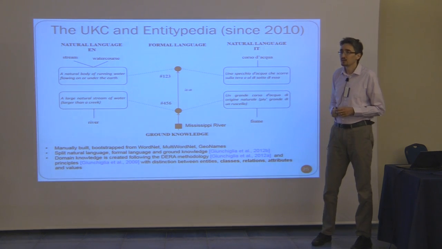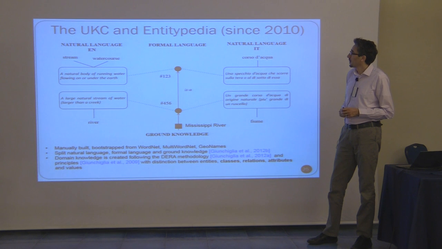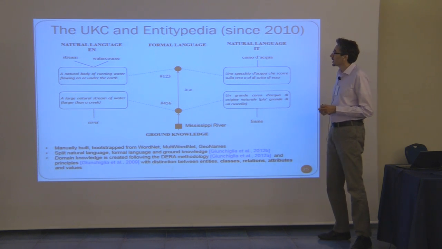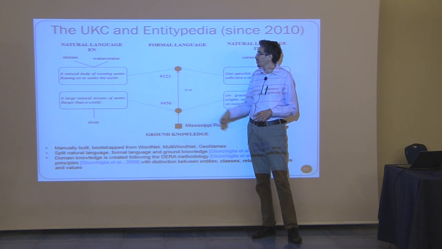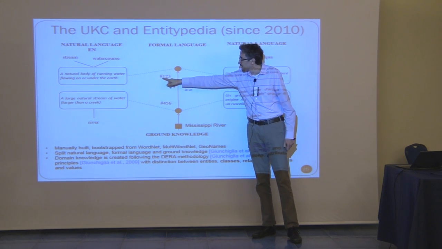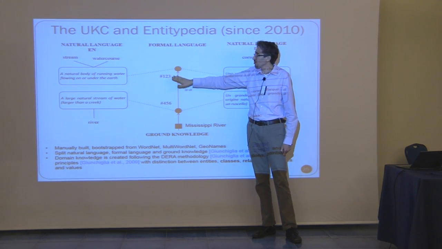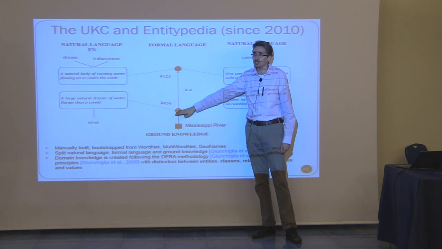Yes, can you explain to me what is formal language and what is ground knowledge? So by formal language, we mean the ontology. We mean the actual ontology. And the ontology, as you can see here, I represented it simply as a number. Because here, no single natural language label appears.